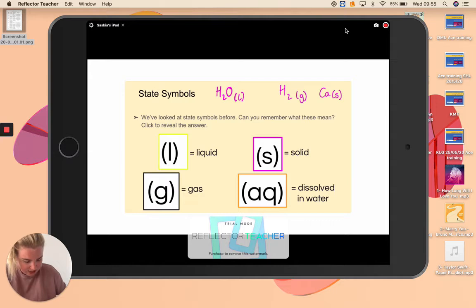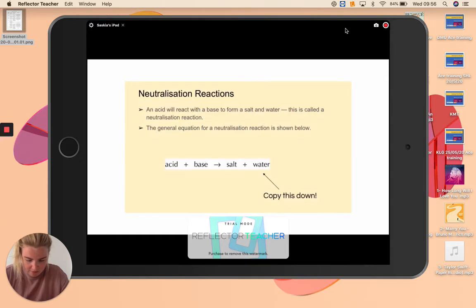This one then means aqueous, which means anything dissolved in water. So when something's mixed in water. Okay, so something like Ca2+, okay, that would be aqueous because that's calcium dissolved in water. Okay, so just so you've got an awareness of them, state symbols sometimes come up, especially with acids and alkalis.